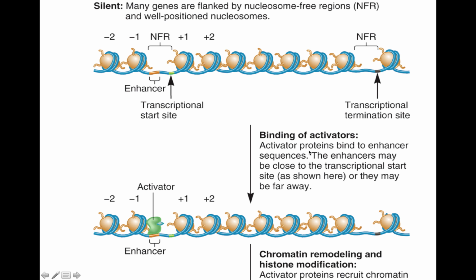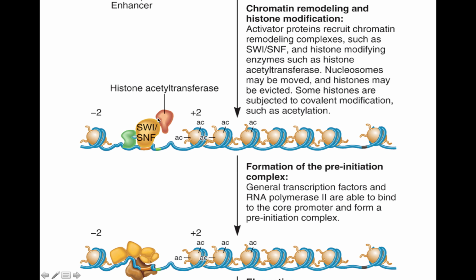Okay? In order to get activators to bind, the enhancers have to be close to this nucleosome-free region, and that will initiate the process. When an activator binds to an enhancer, it often also binds a complex called SWI/SNF that recruits histone acetyltransferase. This is the enzyme that's going to effect the change in chromatin structure. Acetyltransferase will start to transfer acetyl groups onto the histones of the nucleosomes just in front of the start site of transcription.